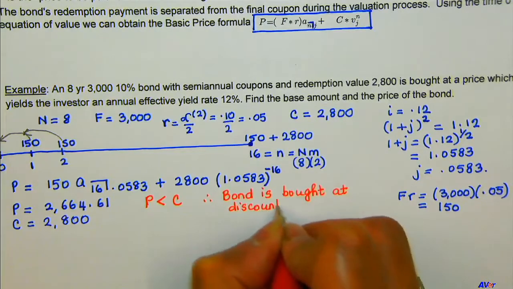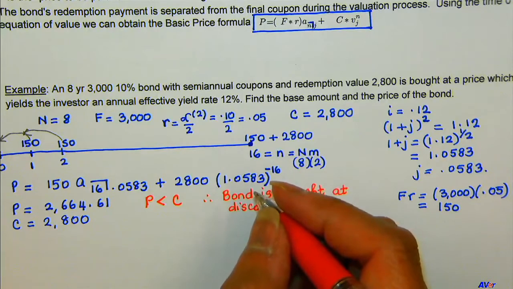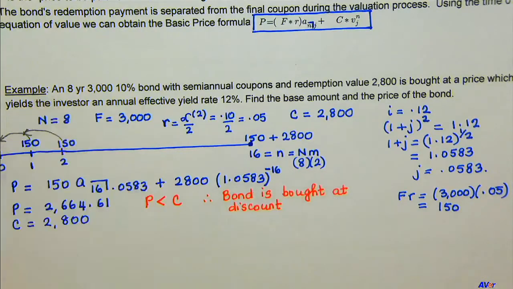So I'm laying the groundwork now for like 2 classes from now, okay? Just to keep you focused on P versus C at all times. Bond is bought at discount because P is less than C. Okay, what else did they want? Find the base amount. What is the letter for the base amount? Right, G.